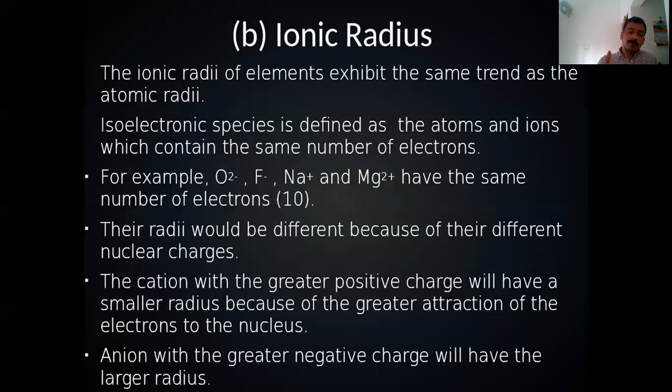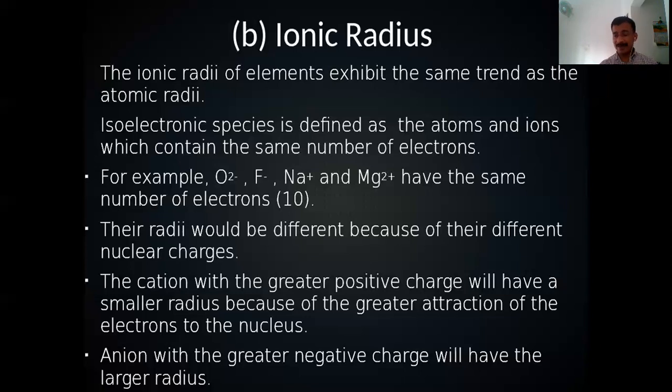Now, examples for isoelectronic species: O2 minus, F minus, Na plus, Mg2 plus. All these contain 10 electrons. O2 minus: oxygen has 8 electrons, and 2 minus means 2 excess electrons are added to oxygen. So 8 plus 2, 10 electrons. F minus: fluorine has 9 electrons, and minus means one more electron is given to fluorine. So 9 plus 1, 10.